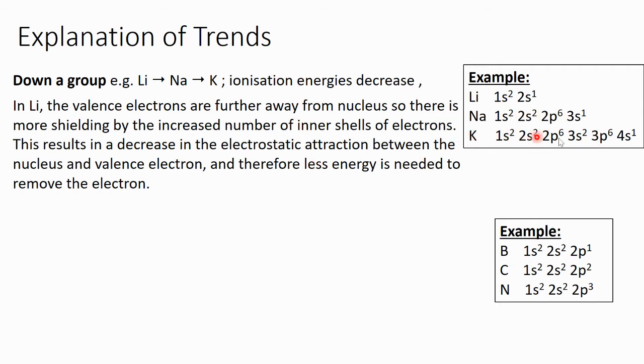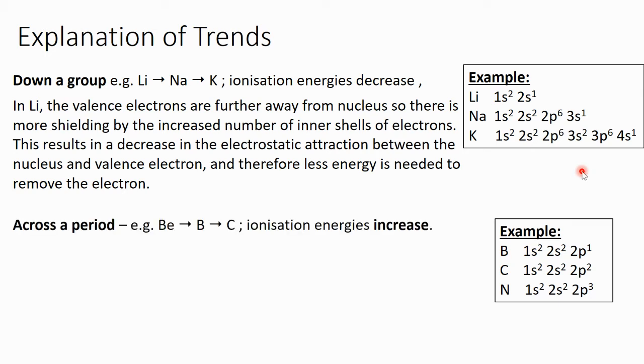So potassium is going to have a smaller ionization energy compared with sodium and then compared with lithium. So as you go down a group, the ionization energies decrease, and this is the explanation for that. Now, the other trend was that as you go across a period, so if you go from beryllium to boron to carbon, the ionization energies increase. The first step is you'd write the spdf notation, and you can see as you add an extra electron.